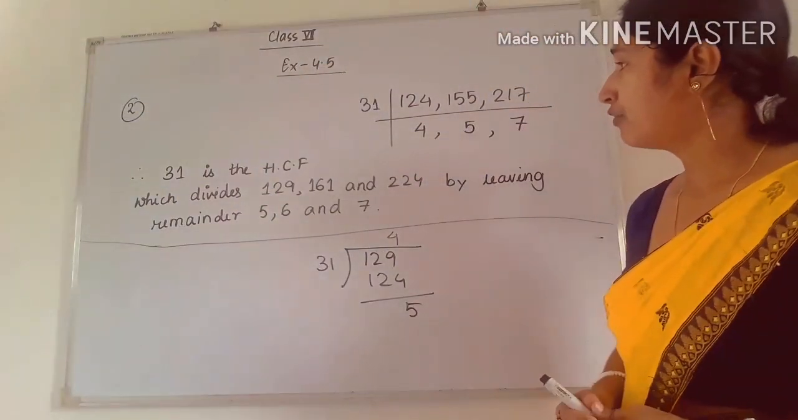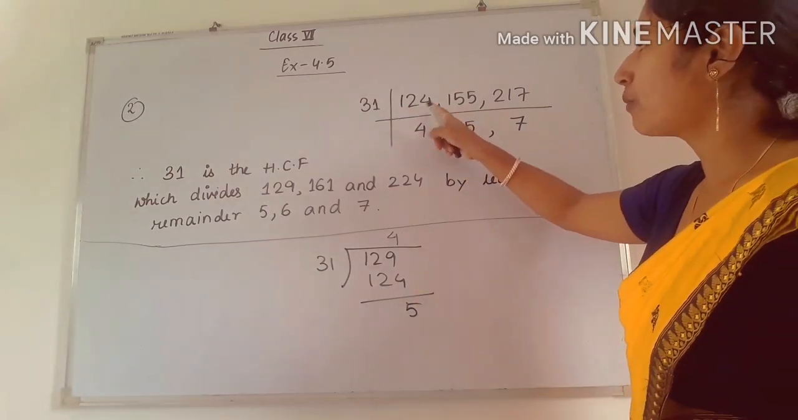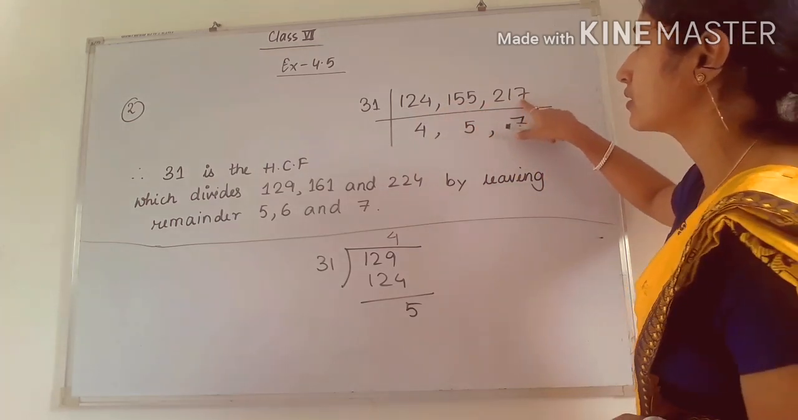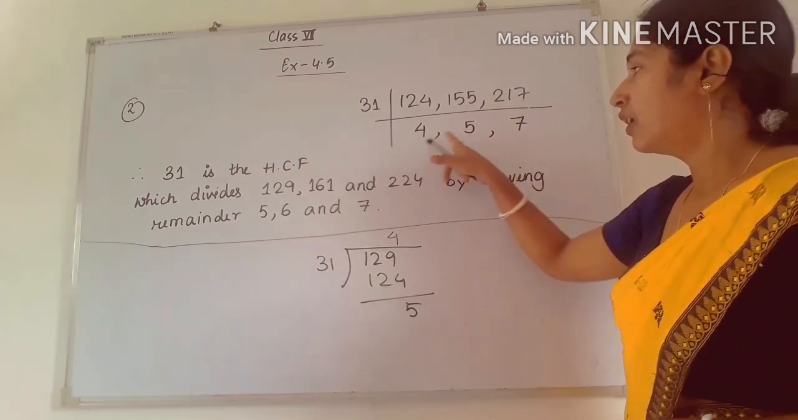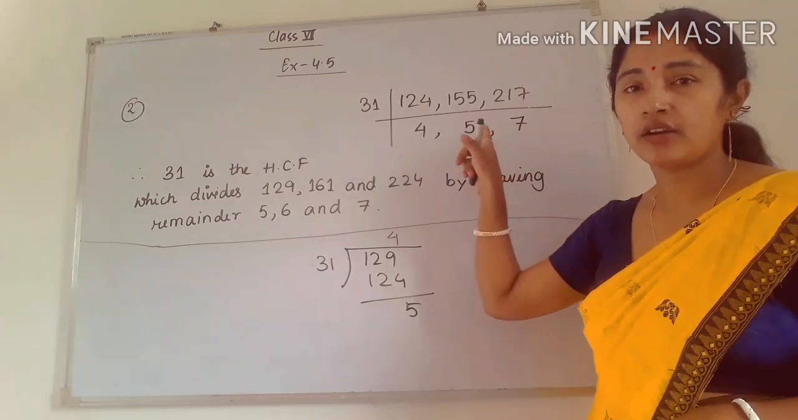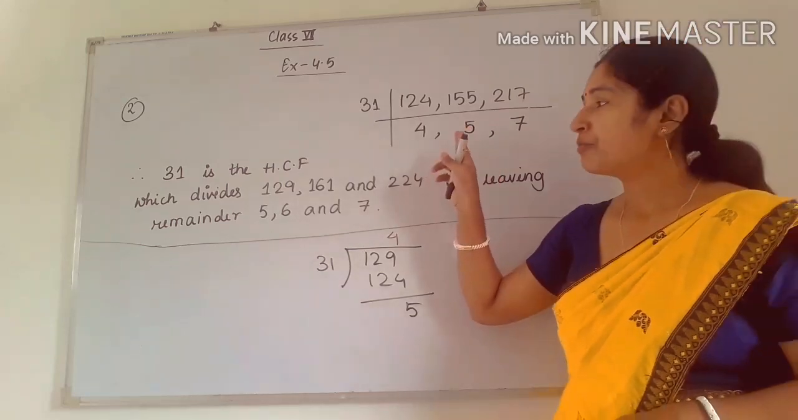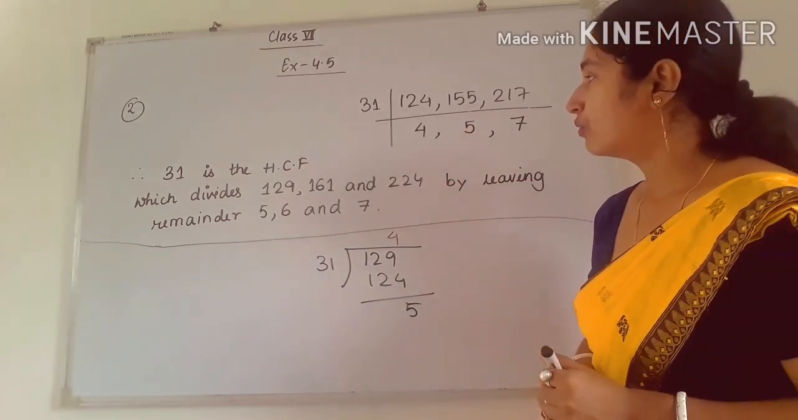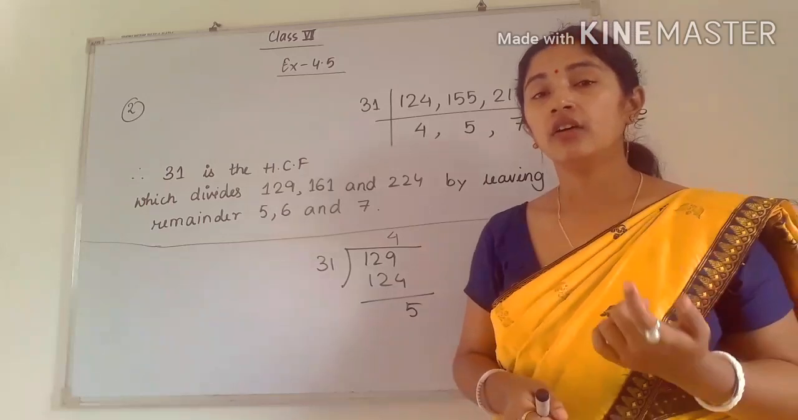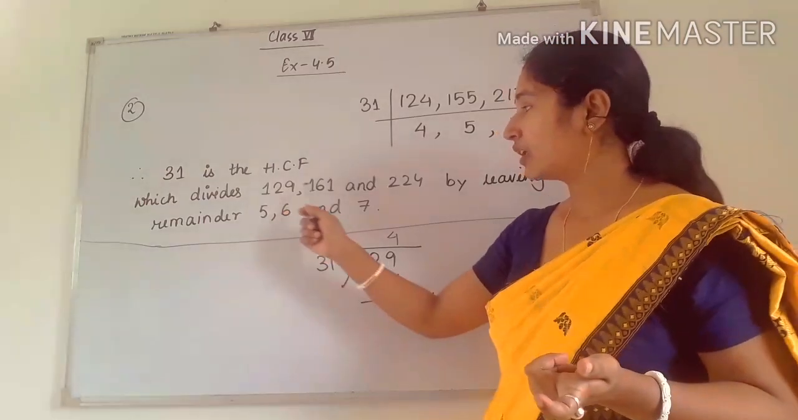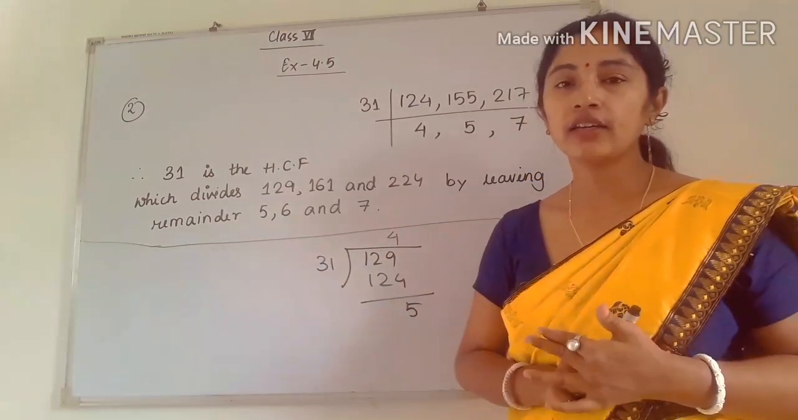Using the division method, I found that 31 is the highest common factor of 124, 155 and 217. As you can see, the numbers 4, 5 and 7 we got have a common factor of only 1, and we have to stop here. I already discussed this topic in my previous lecture. So 31 is the highest common factor. Now you have to write the old numbers given in the question, that is 129, 161 and 224, leaving remainders 5, 6 and 7. Like that you have to do.